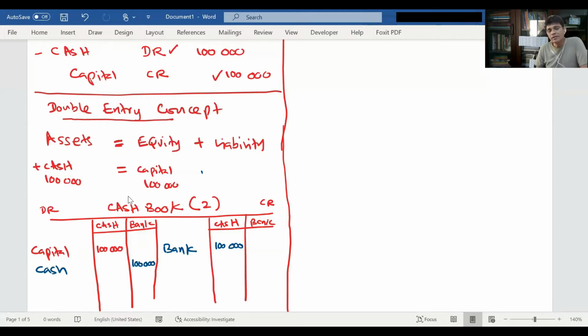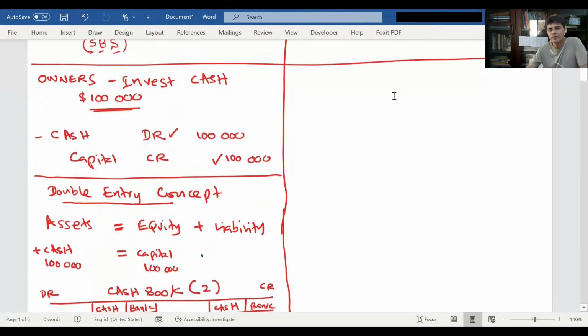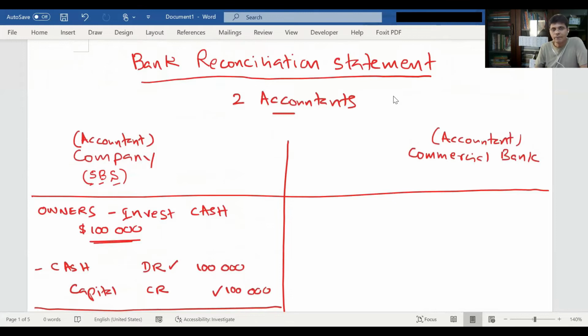Now, before you deposit this 100,000 to the bank, you have to open an account with the bank. Am I right or wrong? Yes, the accountant has to go to the bank and open an account. He has to fill up an application form, get the signatures from the owners, and deposit. That's a normal process. Now he goes to the bank to open a bank account and deposit.